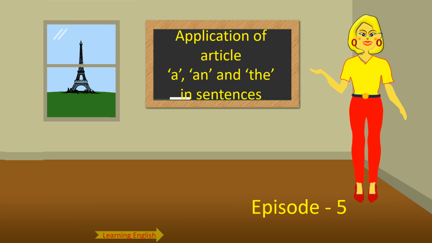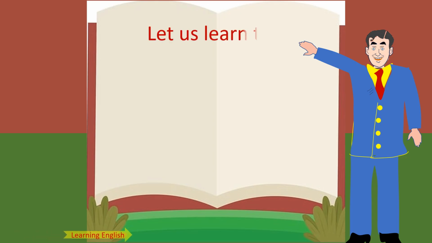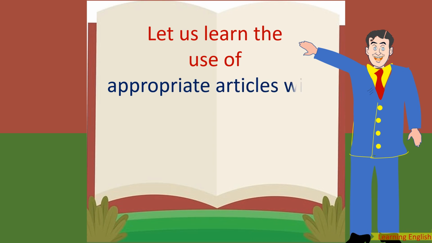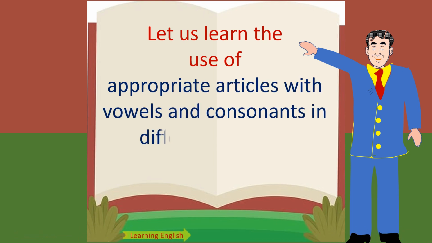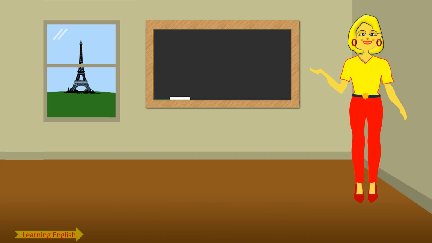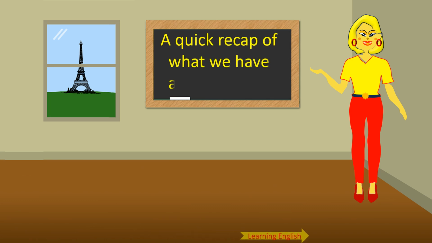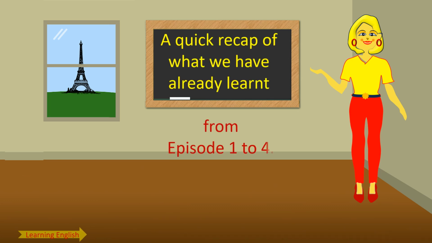Application of articles a, an and the in sentences. Let us learn the use of appropriate articles with vowels and consonants in different types of sentences. A quick recap of what we have already learnt from episodes 1 to 4.